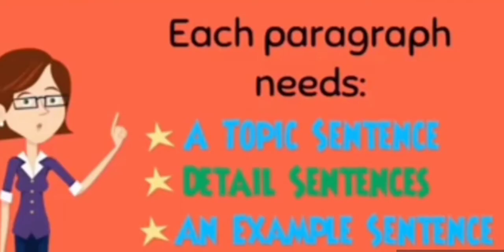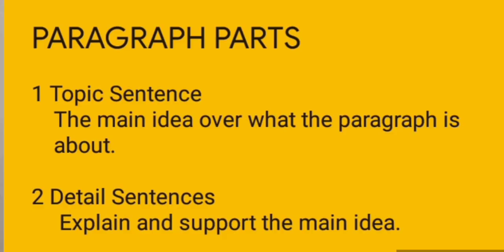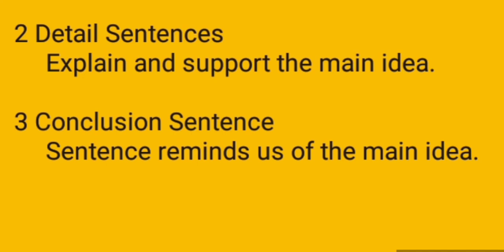As I told you, a paragraph has 3 parts. How many parts does a paragraph have? A paragraph has 3 parts. The first part is the topic sentence. This tells the main idea of what the paragraph is about. The next part of a paragraph is the detailed sentences. These explain and support the main idea. The last part of a paragraph is the conclusion sentence. This sentence reminds us of the main idea.